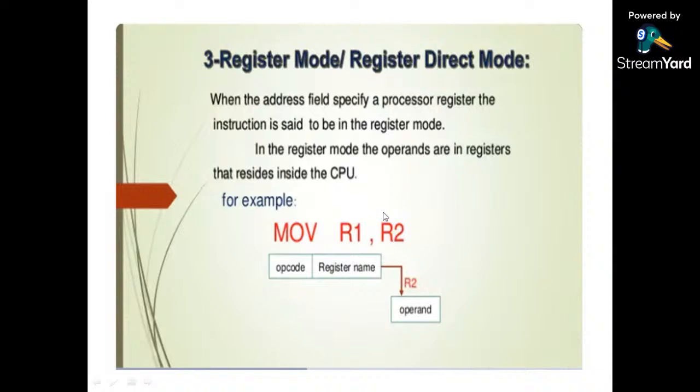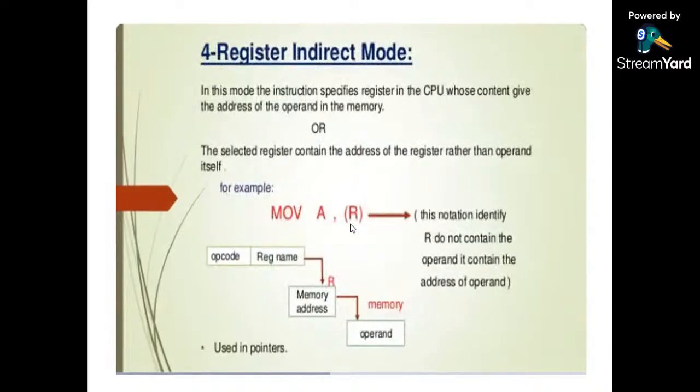In the direct addressing mode, whatever the names of registers are specified, they are directly holding the values. If the names specified in the instruction, or the address specified in the instruction, is holding the values directly, then it is known as direct addressing mode. There is something called indirect addressing mode also, which we are going to see next.